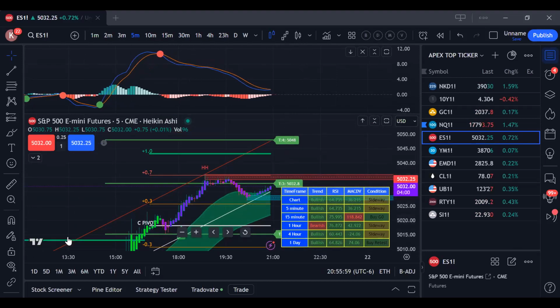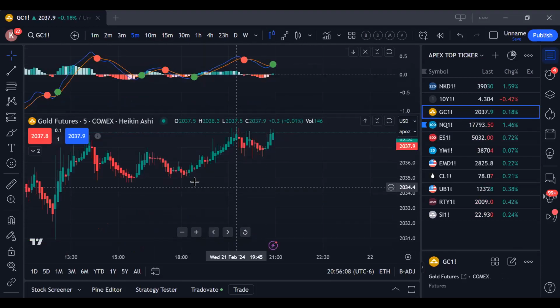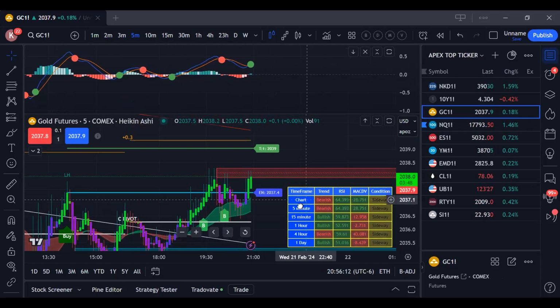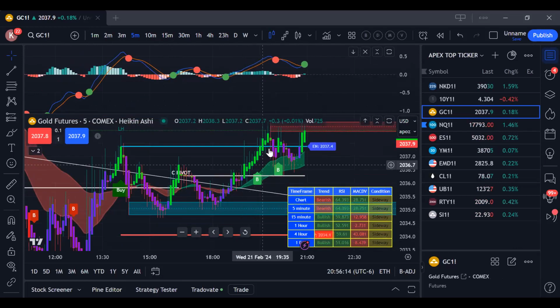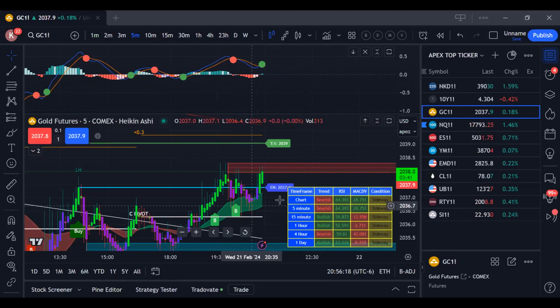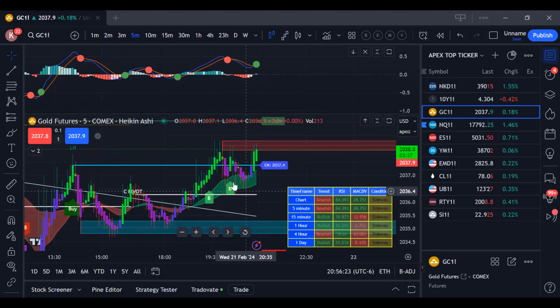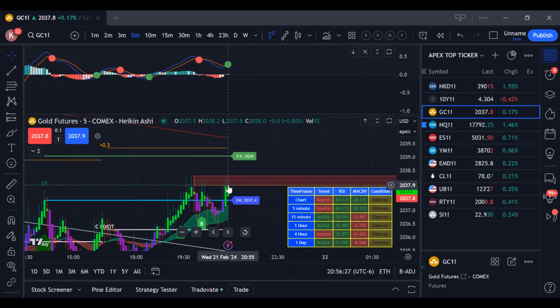One point with the ES is $50. One point with NQ is like $20. One point with GC is like $100. So if it touches the cloud, there is a high possibility that it will go up. Only if it goes below the cloud, then we have to enter short. Otherwise, it came here, touched it, and again is going up. If it breaks this cloud, it can go all the way till 2039.